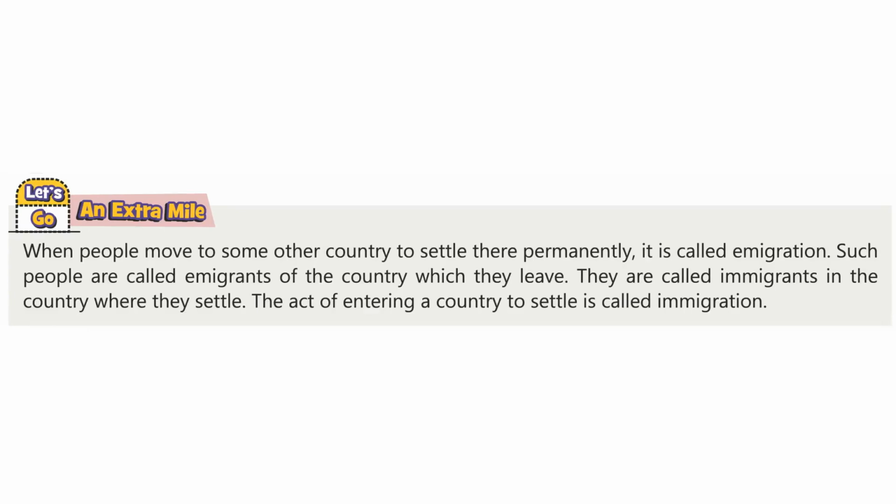An extra mile. When people move to some other country to settle there permanently, it is called emigration. Such people are called emigrants of the country which they leave. They are called immigrants in the country where they settle. The act of entering a country to settle is called immigration.